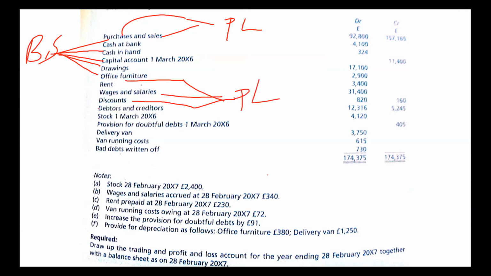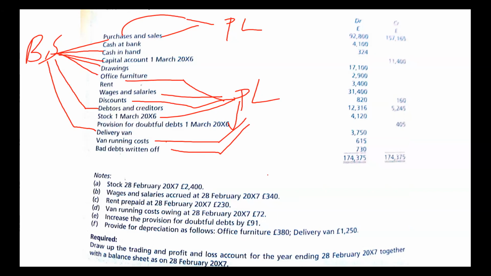You have the debtors and the creditors. These go in the balance sheet. The debtors are assets, and the creditors are the liabilities. You have the opening stock, which goes in the profit and loss account. The provision for bad debt goes in the profit and loss account. The delivery van is an asset, so it goes in the balance sheet. The running costs go in the profit and loss account, and the bad debt is also an expense. So all expenses go in the profit and loss account.